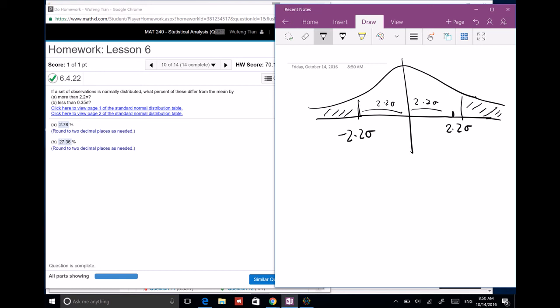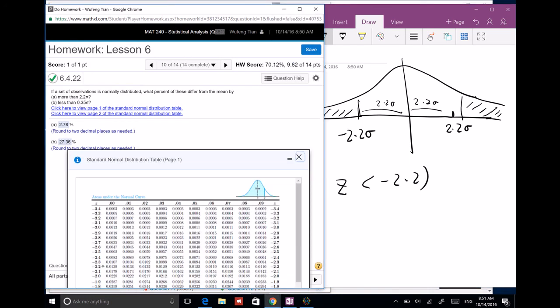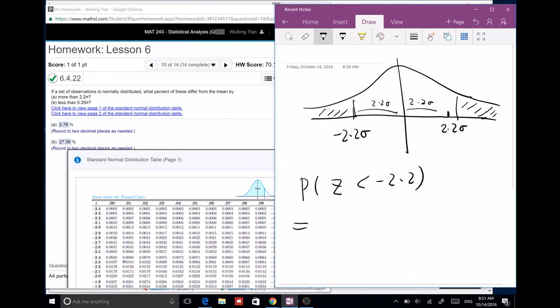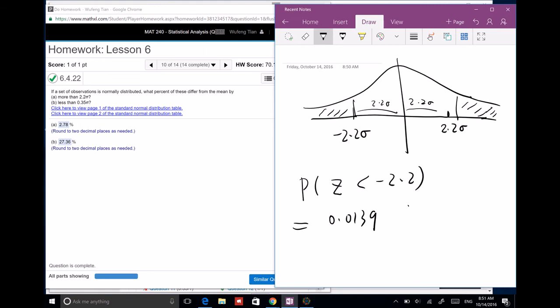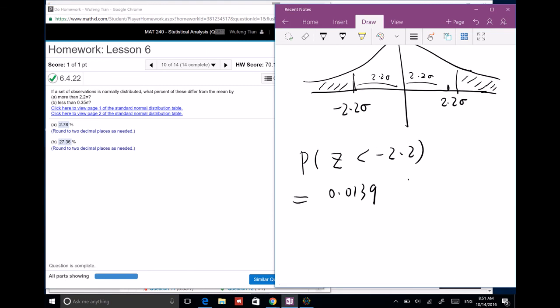They are symmetric, so you just need to find one of them. The probability of z less than negative 2.2, what's the area of that? You use the table: 2.2 is 0.0139. Since you have two sides, the right-hand side is also away from the mean by more than 2.2 sigma. Since they're symmetric, I have to multiply this area by two.